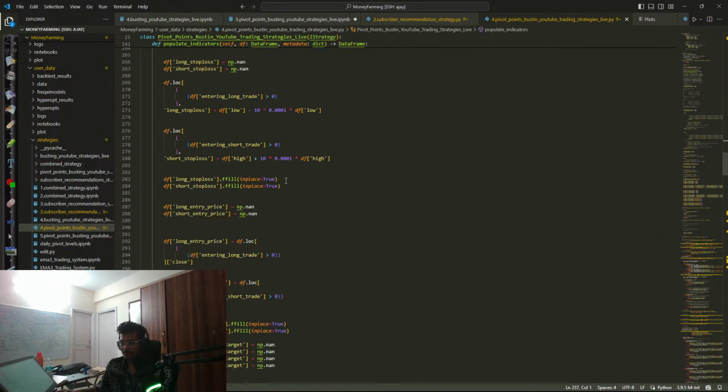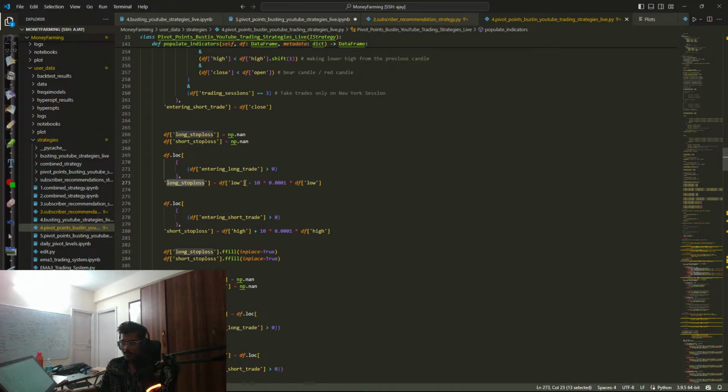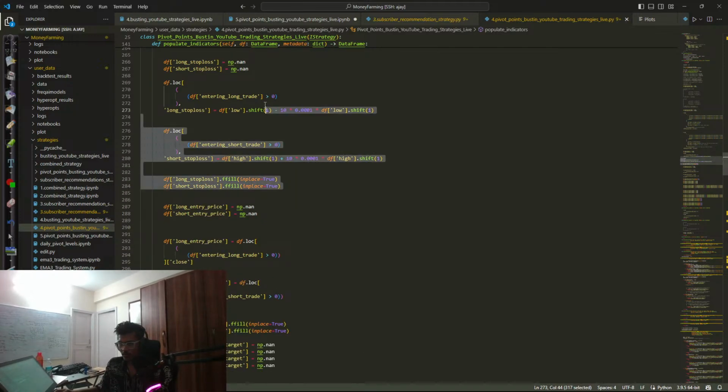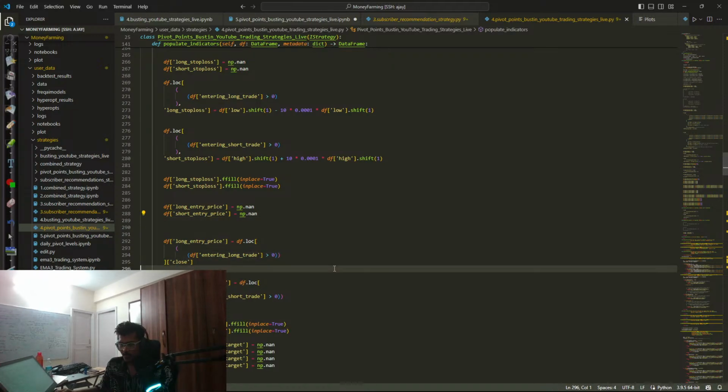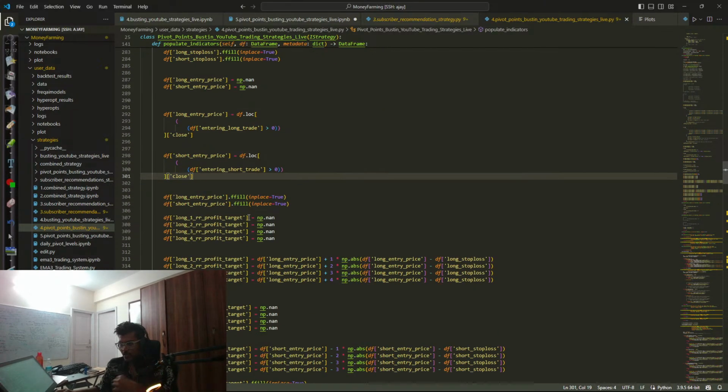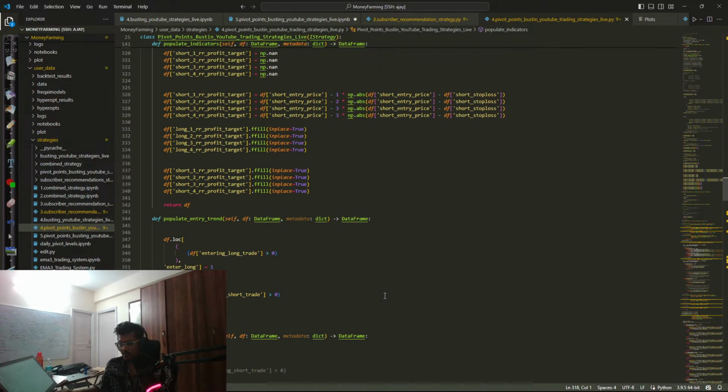All right. Now for stop loss, this is going to be our stop loss, shift 1, and for short, it's going to be this one. Okay, so we got the stop loss. Entry price is wherever it's happening, the close of that trade. 1 hour, 2 hour, it's good.